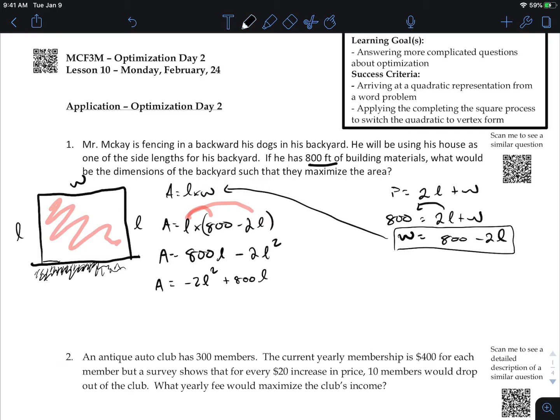Now, once I have something like this, I can complete the square because I want to answer the question: what's the maximum area? Anytime I see the word maximize, I'm completing the square. That's the connection you make in terms of terminology. So max or min, if I see these two words anywhere, complete the square.